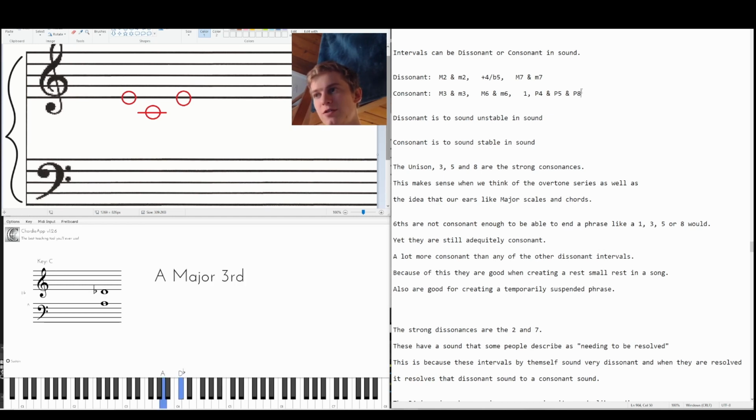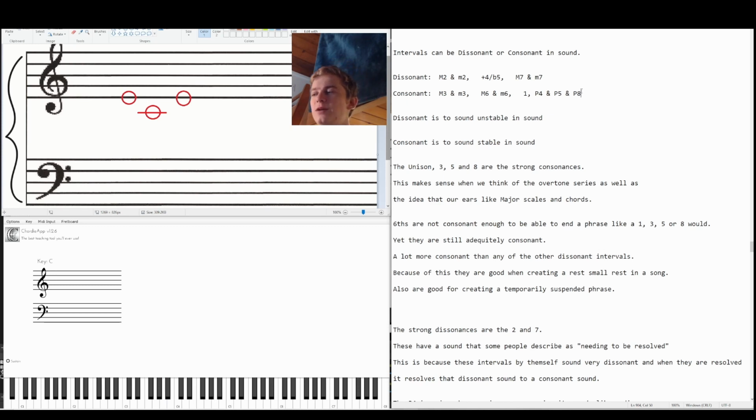We have a major third, a minor third, a major sixth, a minor sixth, then we have a unison, which again, on a piano there's not two of the same note, so I'm just going to play the one note, but it would be two of those notes played together. Then I have my perfect fourth, perfect fifth, and then my octave, which can also be thought of as a perfect eighth. So the unison, the 3, the 5, and the 8 are the strong consonances.